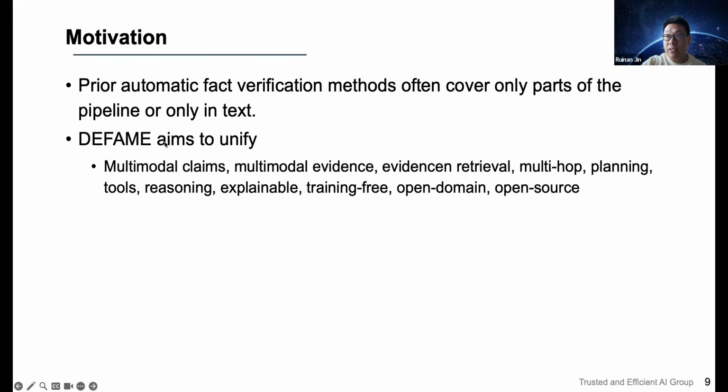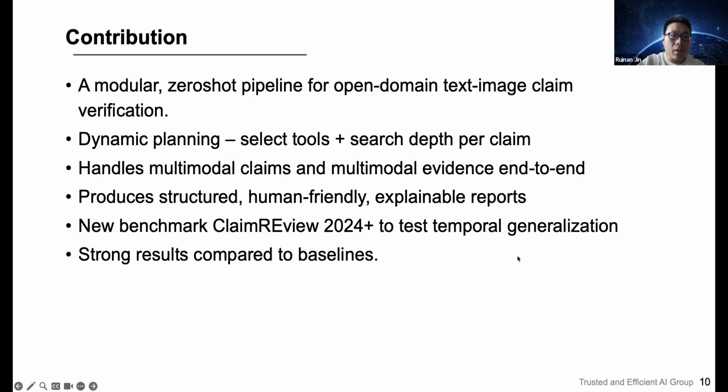So this DFIM paper aims to unify multimodal claims, multimodal evidence, evidence retrieval, and multi-hop planning tools. So it's an agentic system with explainable reasoning, and it's training free, open domain, and open source. So this is the overview of this paper.